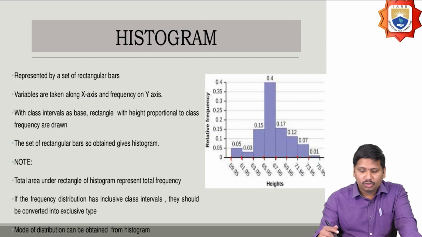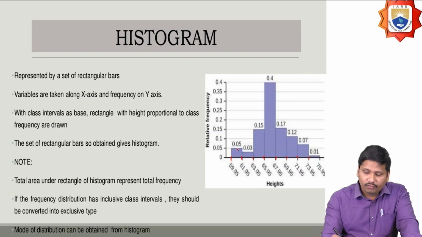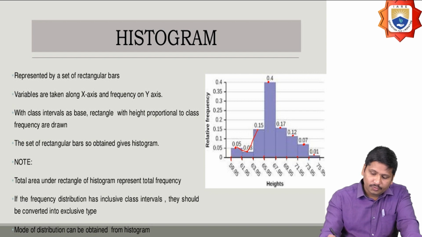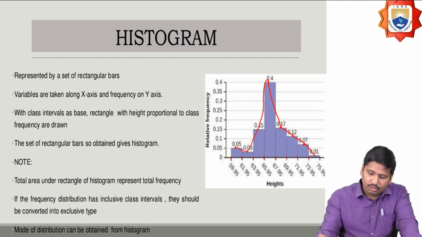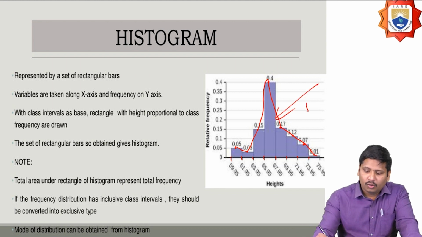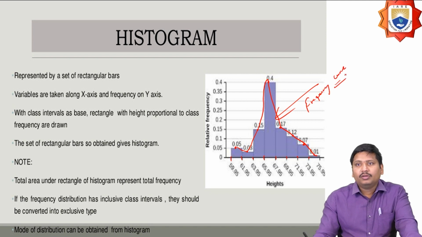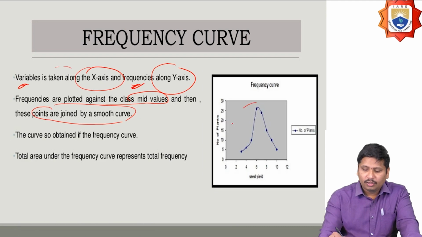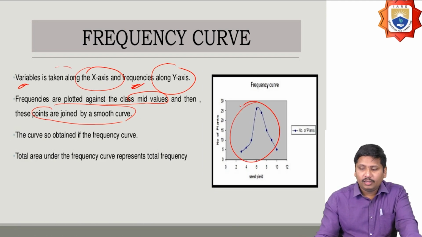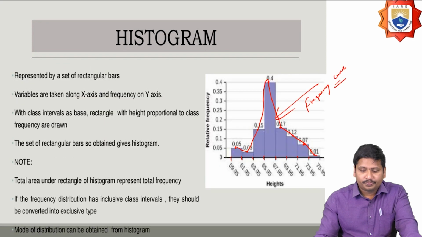So this is the histogram diagram we had initially. For this, we first find the midpoints of each and every rectangular bar we obtained here. Once all these points are joined by a smooth curve, the curve we obtain is called the frequency curve. So this is the way of obtaining the frequency curve.